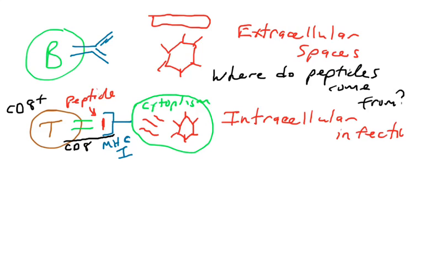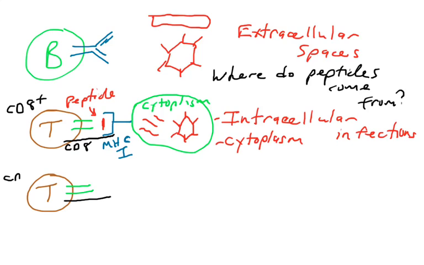So when we talk about CD8 positive T cells, they're really looking at intracellular infections. And when we talk about intracellular, we really mean the cytoplasm. What lives in the cytoplasm? Viruses. The other type of T cell, called the CD4 positive, or the helper T cell, has a protein on its surface called CD4. And that CD4 protein is going to interact with the MHC class 2 complex.